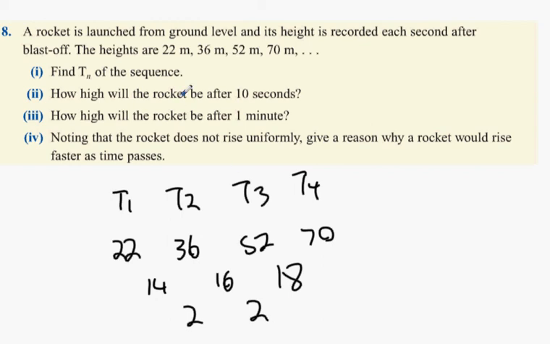Okay. They want you to do the same question. They want you to use the Tn formula. They want you to find an squared plus bn plus c. Once you find this formula, then what do they want you to do? Find how far the rocket will be up after 10 seconds. That will be T10. Replace n with 10. Find the height. How many seconds in a minute? They want you to find T60 after that. And then finally, knowing that the rocket does not rise uniformly, give a reason why a rocket would rise faster as time passes. Oh, that's a real physicsy question.